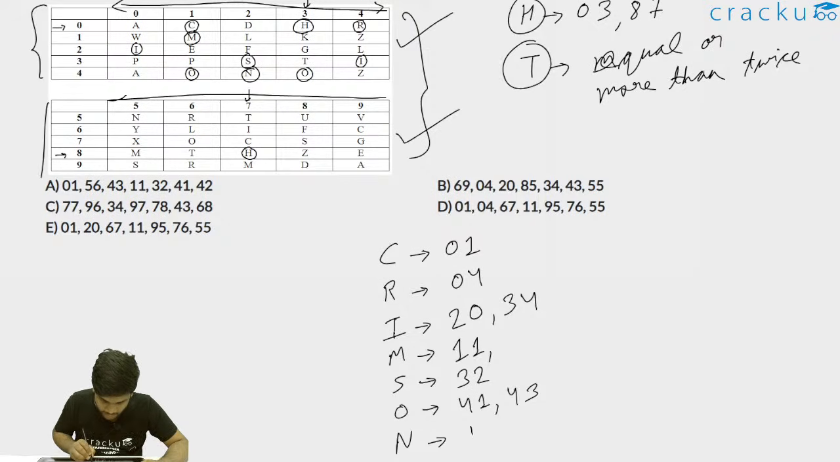So N is 4, 2. Now we are done with the first matrix. Now let's go to the second matrix. So let's start again for C. So for C it is here and here.